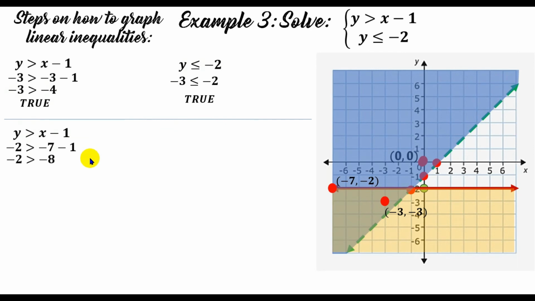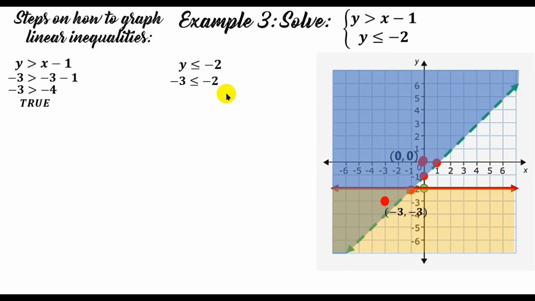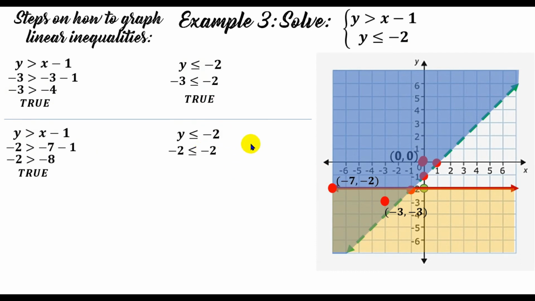So, that is negative 8. And negative 2 is greater than negative 8. That is true. For the second linear inequality, y is less than or equal to negative 2. So, negative 2, ang y natin or equal to yung inequality symbol. So, again, this is also true.